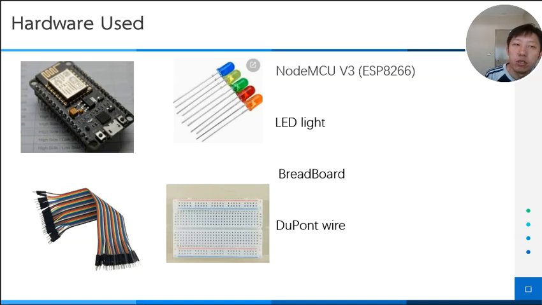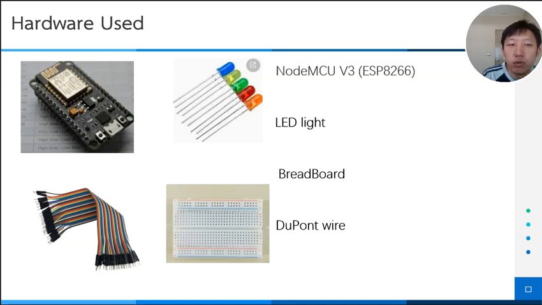Necessary for the physical control part, we use the NodeMCU v3 ESP8266 board, the core control unit that connects to the network and controls the LED light, the controlled component that lights up or turns off based on commands.